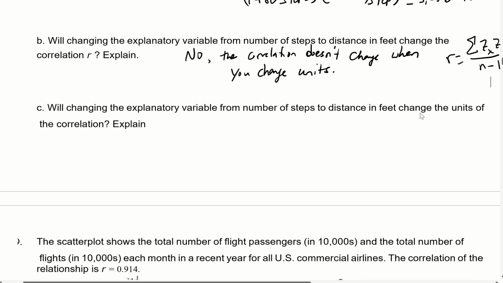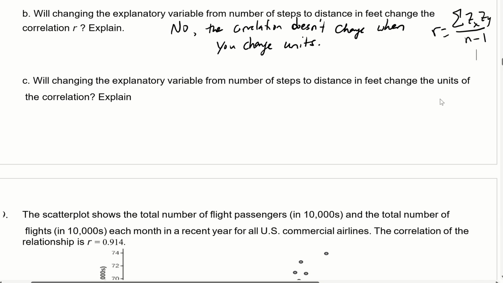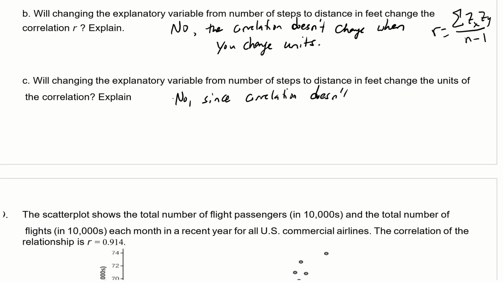Okay. So part C, will changing the explanatory variable from number of steps to distance in feet change the units of correlation? So no, since the correlation doesn't have any units. Correlation doesn't have any units.